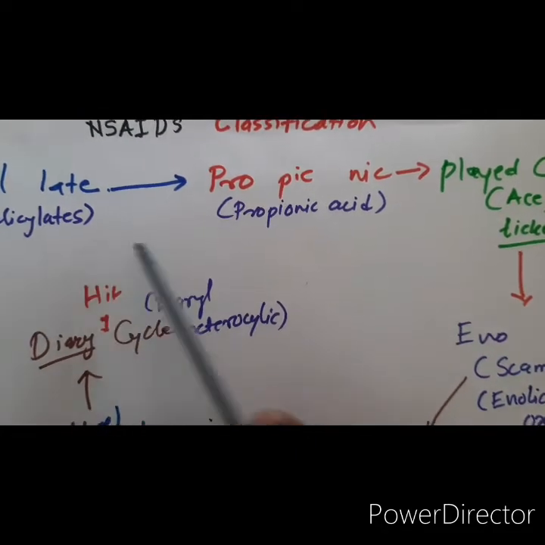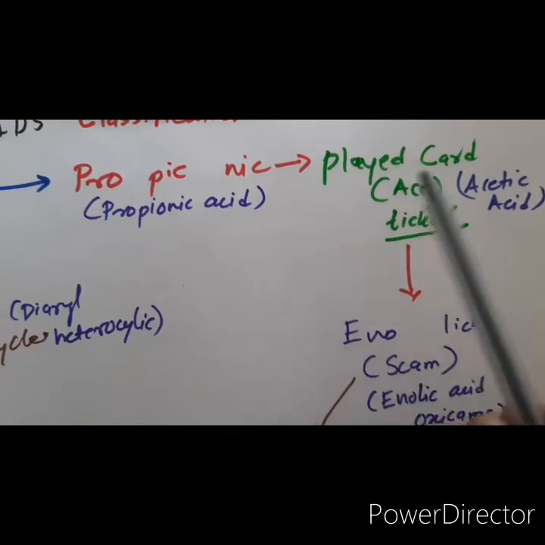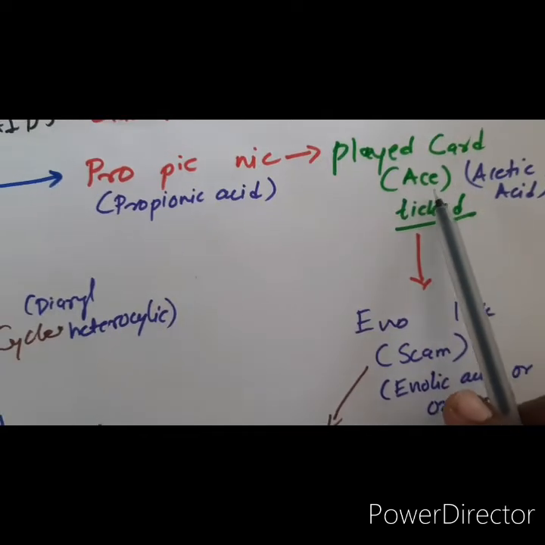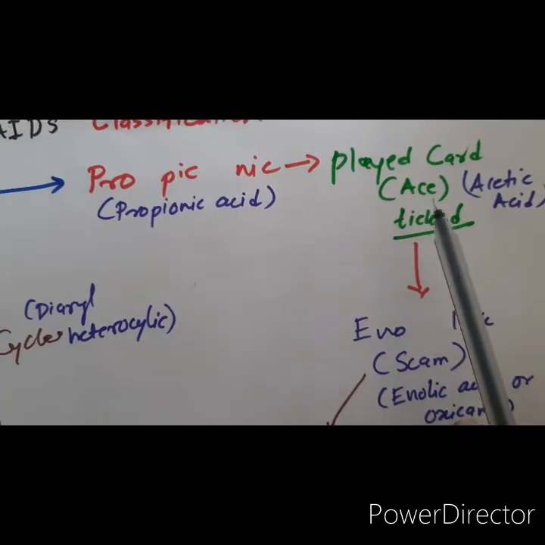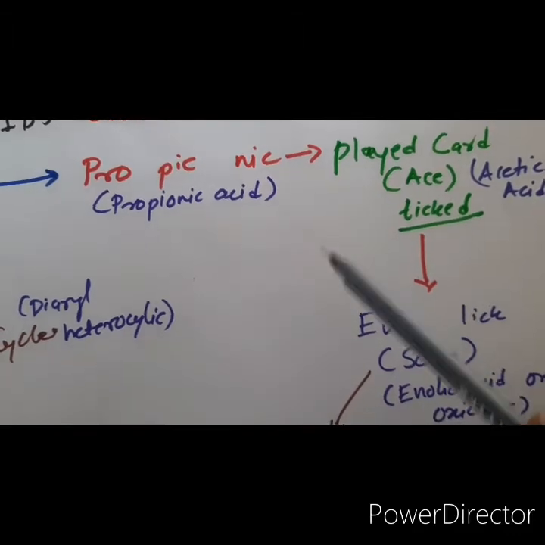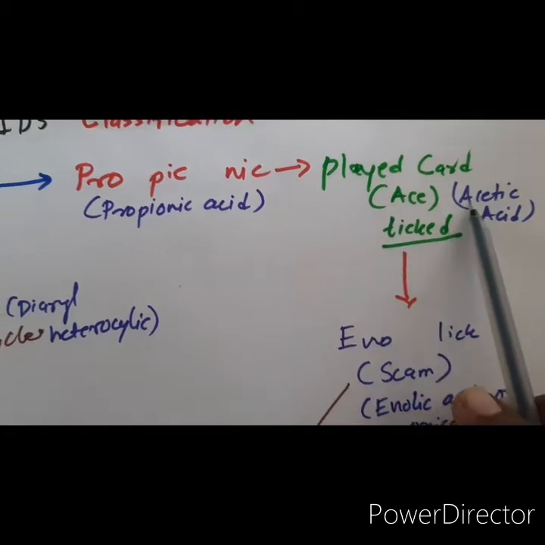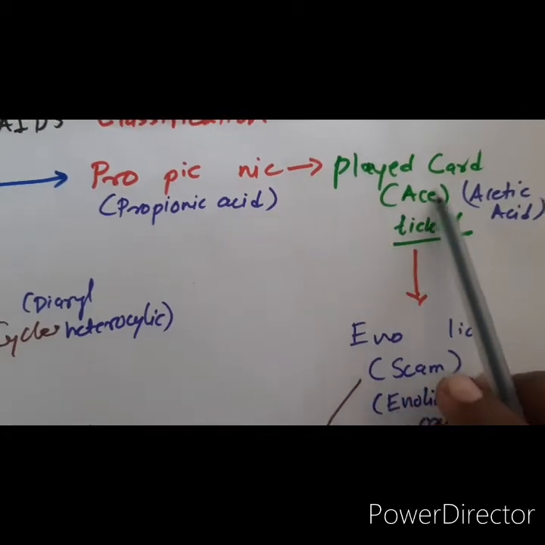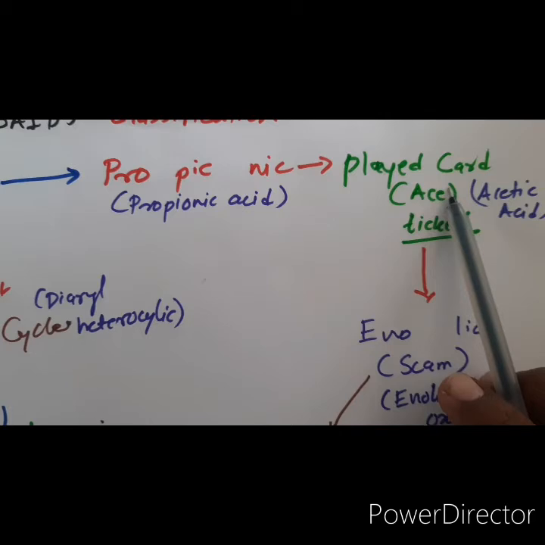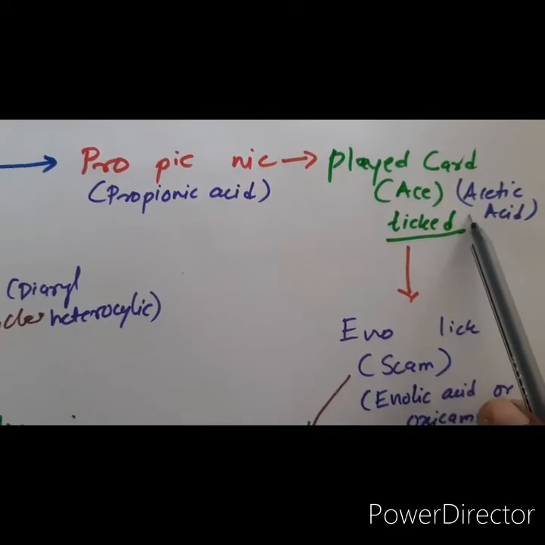It is somewhat late. Then you go to the picnic and you play cards. In the card there is an S, and the card S was ticked, meaning it was ticked. So it is acetic acid. Okay, you played the card which was S and it was ticked, so acetic acid.